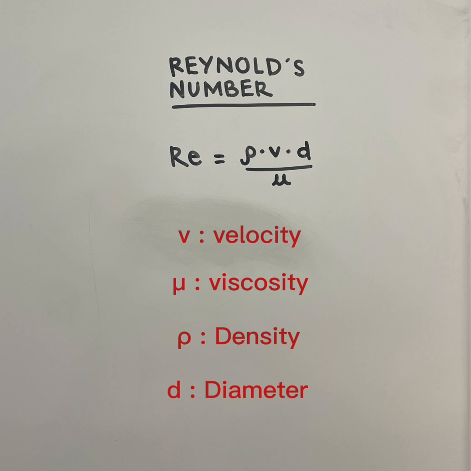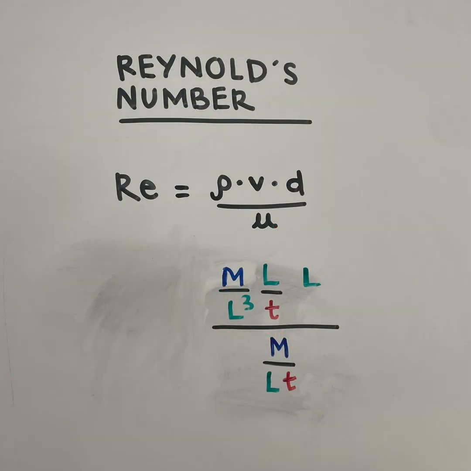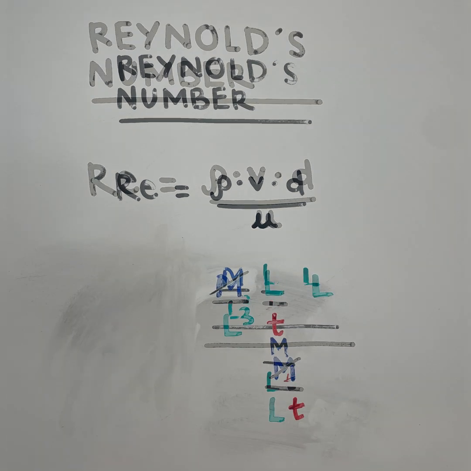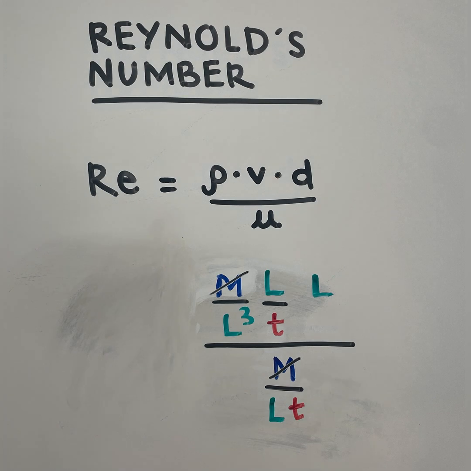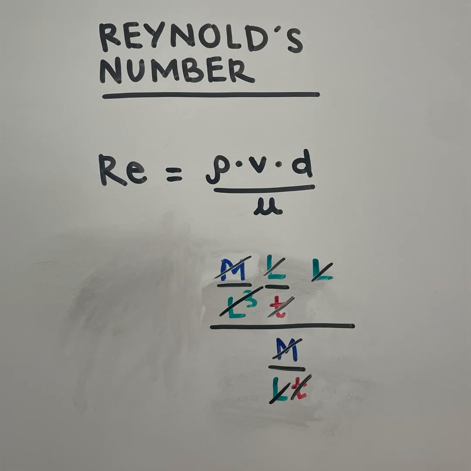All of these variables are combined into what is called the Reynolds number, which can then be used to tell whether the fluid is laminar or turbulent. The Reynolds number is dimensionless, which means that the dimensions of all the variables cancel out. As you can see, mass will cancel out first, then time, and finally length.